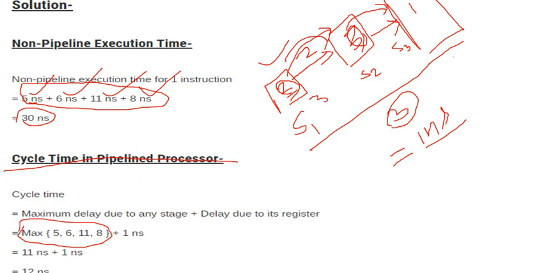So we have 4 stages, and these are the different clock times. We will take the maximum clock time, that is 11 nanoseconds, and we have 1 unit of delay, so 1 nanosecond for this. So the total clock time, or total cycle time, for the pipeline processor will be 12 nanoseconds.